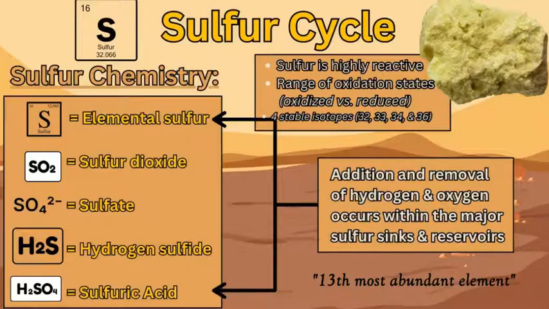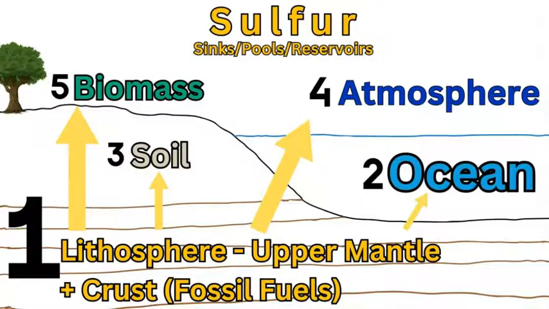And one of the unique traits of sulfur is its yellow coloring of the element, and also its unique smell, which is like rotten eggs. Sulfur has 5 main sinks or pools or reservoirs. The first is the lithosphere, second is the ocean, third is soil, fourth is the atmosphere, and fifth is biomass. Now, in terms of quantities, the lithosphere is by far the majority holder or storage of sulfur in the cycle. Then comes the ocean, then comes soil and biomass, and last but not least is the atmosphere.